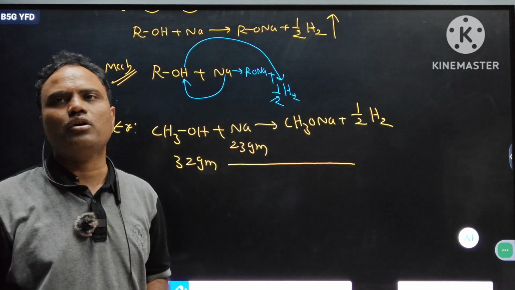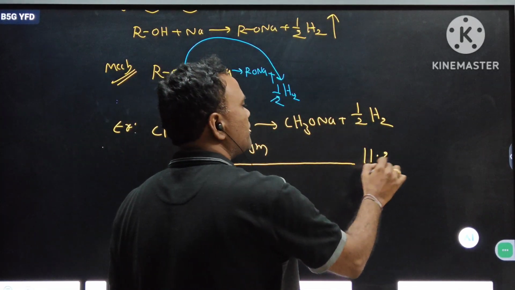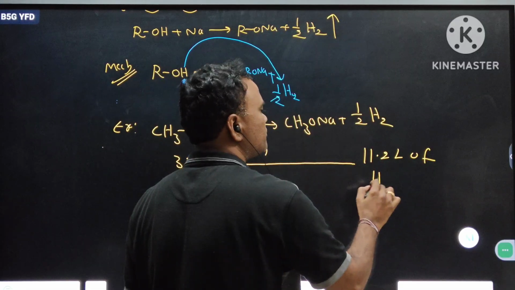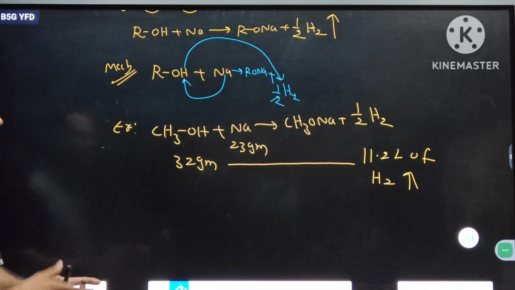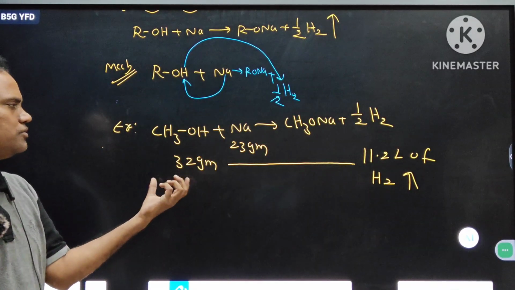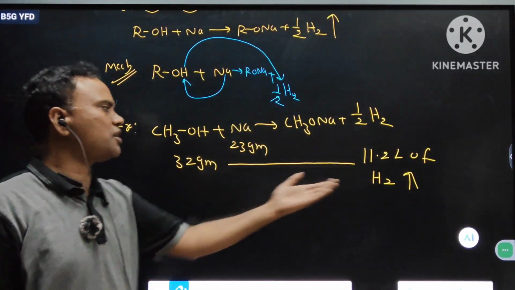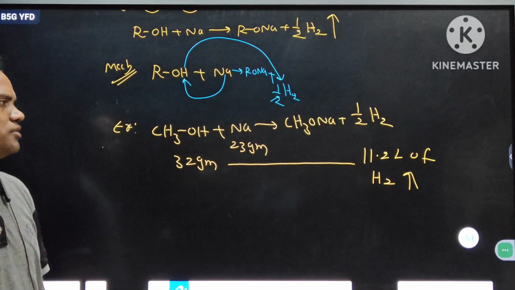Half mole, half of 22.4, that is 11.2 liters of H2 is producing. Hydrogen gas is liberating. For 32 grams you get 11.2, and sometimes like stoichiometry relations, 16 grams, how much, like that? Half of this value. Clear?